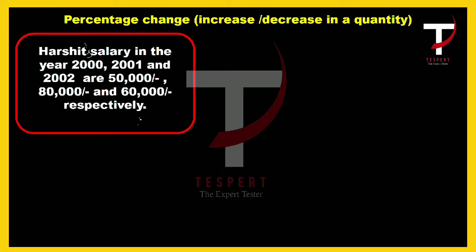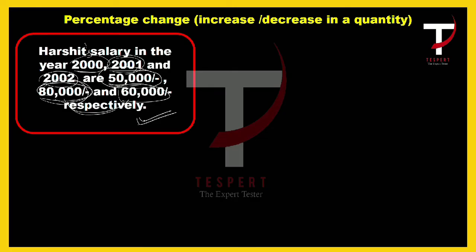So what did you understand from the given statement? Harshit's salary got increased from 2000 to 2001. Why? In 2000, the salary of Harshit was 50,000. In 2001, the salary of Harshit is 80,000. So it got increased, right? But if we compare 2001 and 2002, the salary got decreased, from 80,000 to 60,000. It got decreased by 20,000. From 2000 to 2001, it got increased by 30,000, whereas from 2001 to 2002, it got decreased by 20,000.